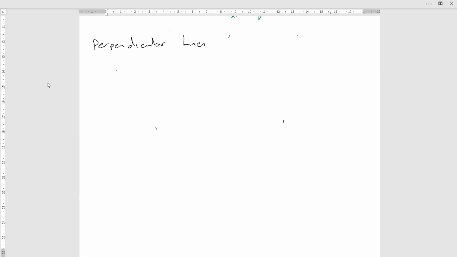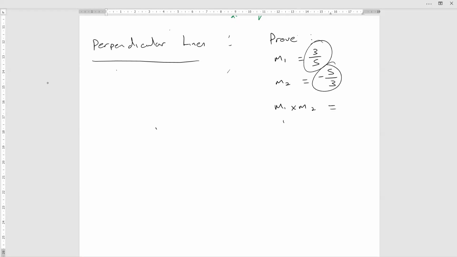So if they say prove that both the lines are perpendicular, if it's a proof question, what you have to do is find your first gradient. Let's suppose it was 3/5. You find your second gradient. And when you multiply M1 times M2, and you can try it on the calculator, you should get -1. If you get -1, it means that the lines are perpendicular. That's how we prove two lines are perpendicular.